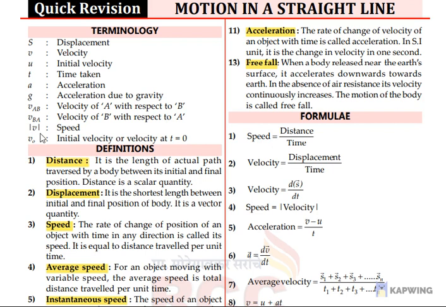Modulus of V represents speed. V naught represents initial velocity or velocity at t is equal to 0.